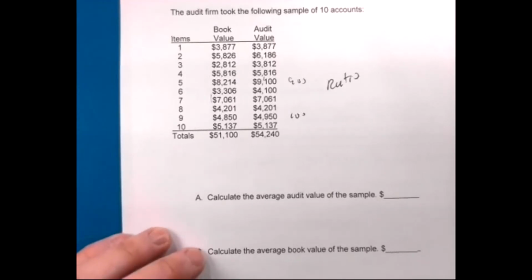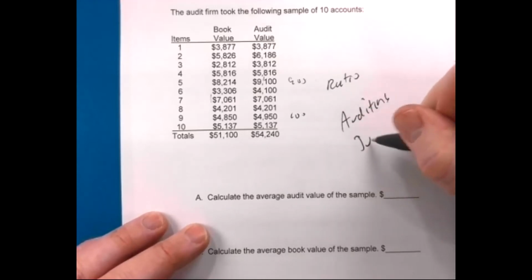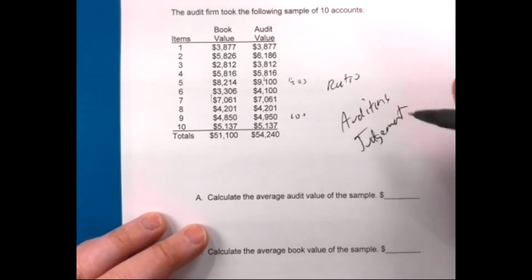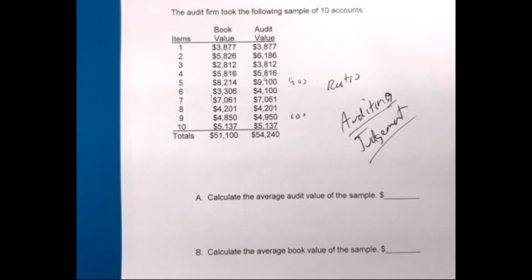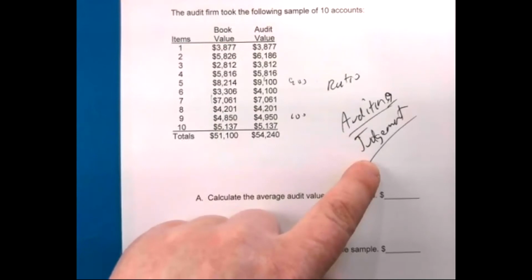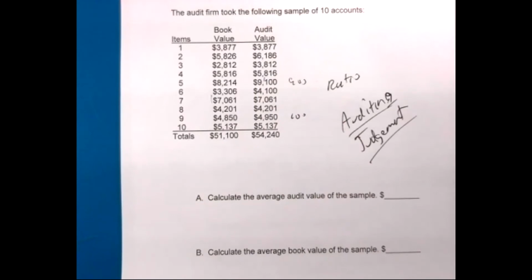Here's another thing that I think I told you about auditing. Auditing is judgment. It's also happiness, but it's judgment. And that's one of the things that makes it difficult, that it is based on someone's judgment. So which method should you use? It's going to be a judgment call. Sometimes it might be obvious, but sometimes it might not be.